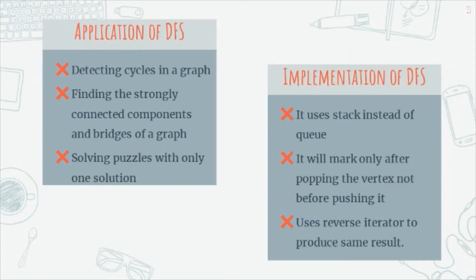Implementation of DFS: it uses a stack instead of a queue. It will mark a vertex only after popping it, not before pushing it. And the last one is it uses a reverse iterator to produce the same result.